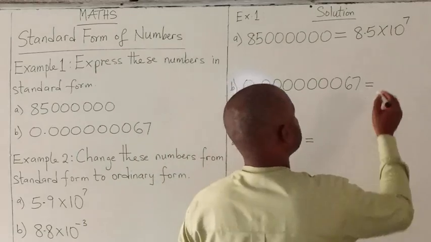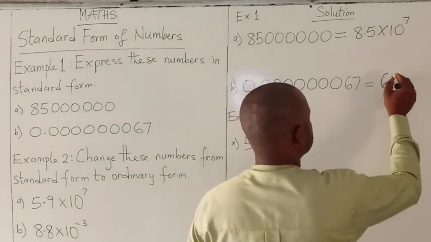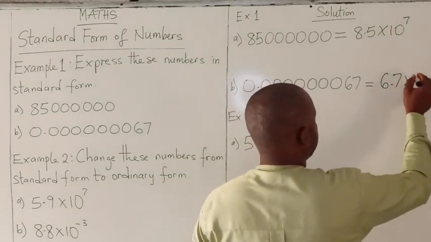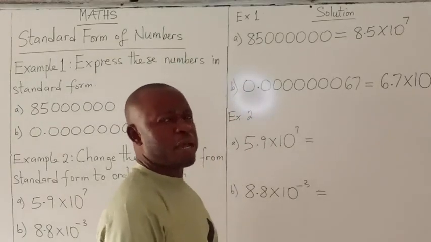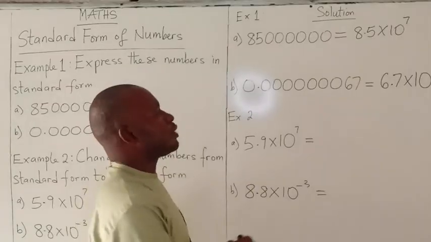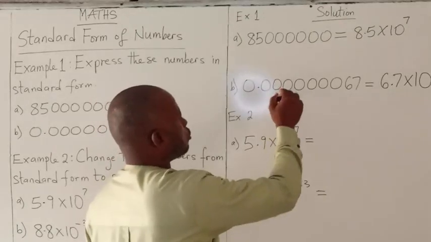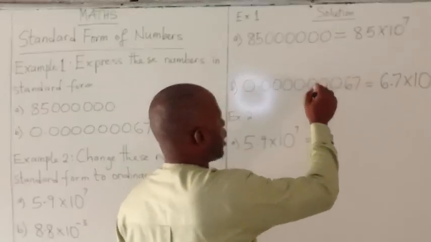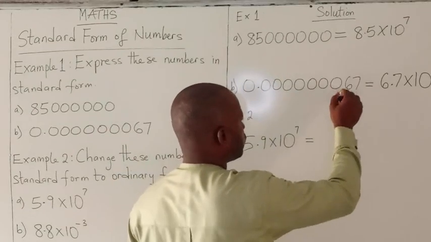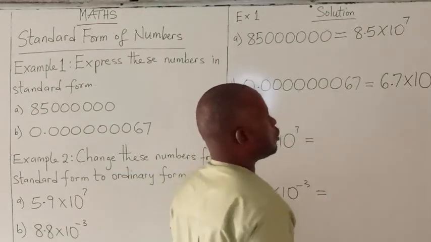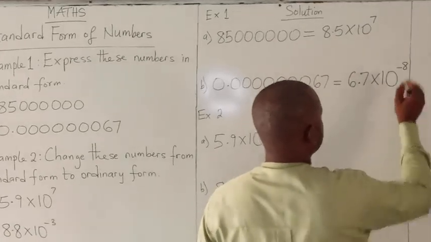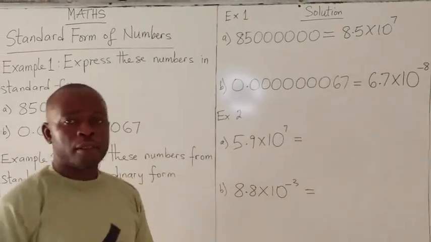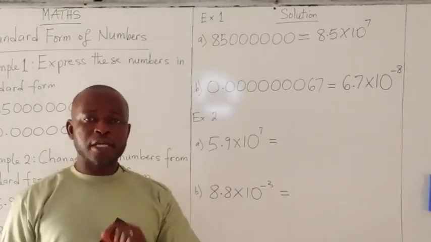When we move 8 times, what do we get? 6.7 times 10 raised to power. Do you remember how many times we moved? Let's confirm it again. 1, 2, 3, 4, 5, 6, 7, 8 times. So the index of the 10, what is it going to be? Minus 8. Why would there be a minus sign there?